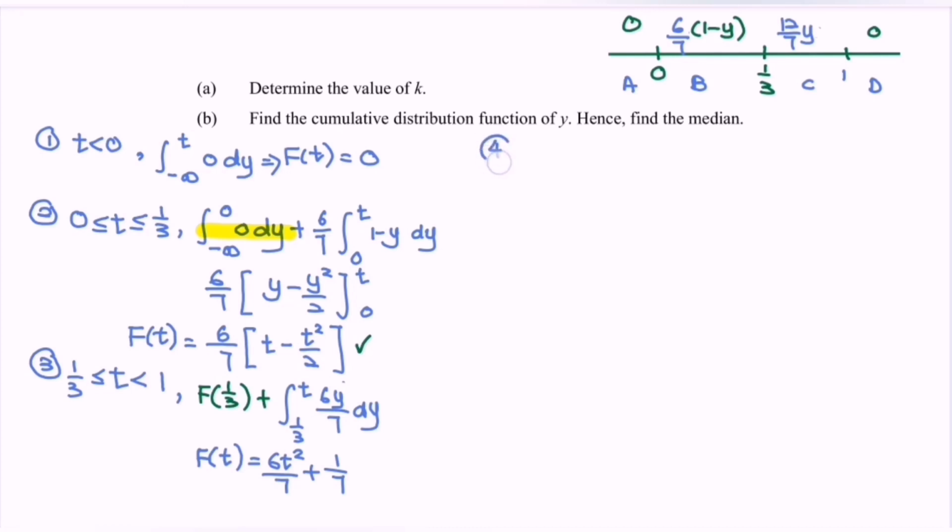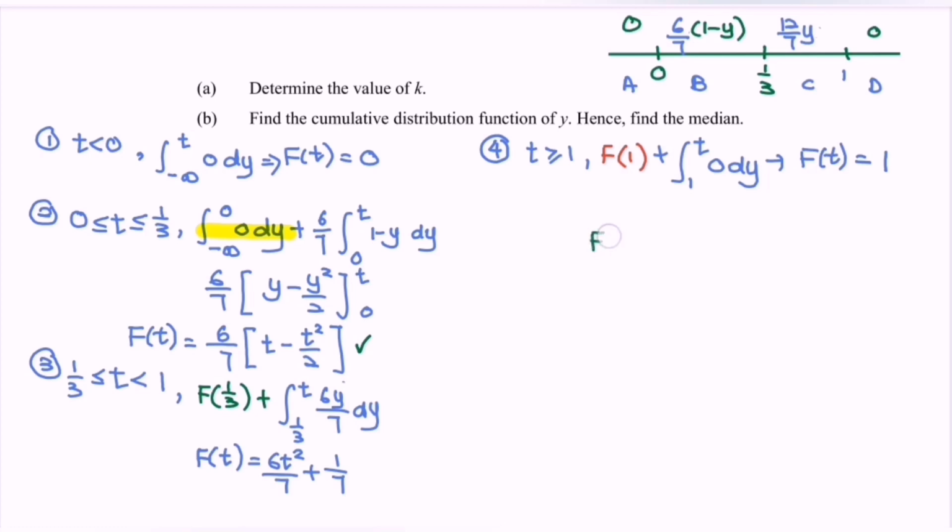For part number 4, we have part D. t must be greater than or equal to 1. So the answer will be F(1) plus the integral from 1 until t of 0 dy. So F(t) equals 1.